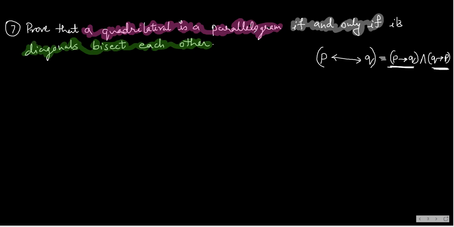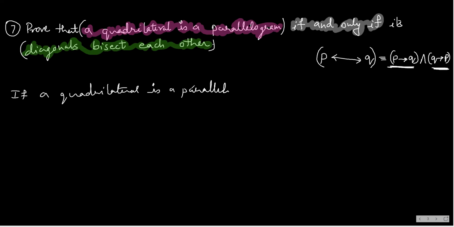Now what does that mean? Here, if I take this as statement P, and this as Q, the given statement in the question will give rise to something like this. It will be: if a quadrilateral is a parallelogram, then its diagonals bisect each other.